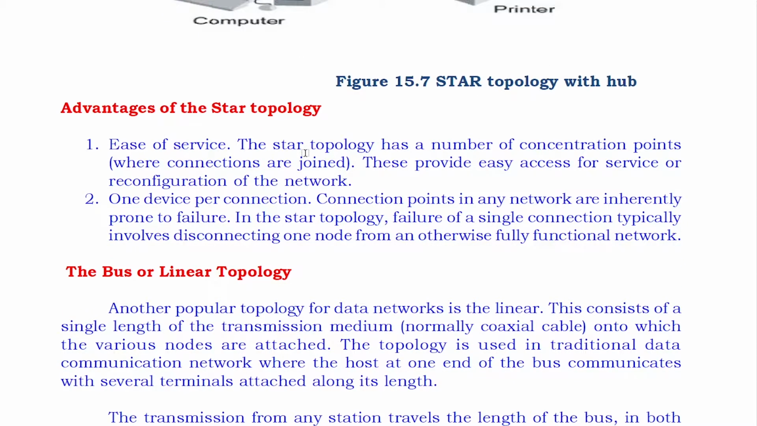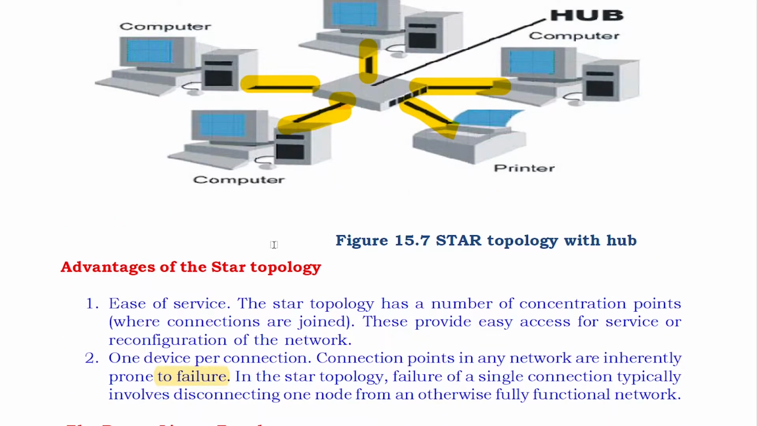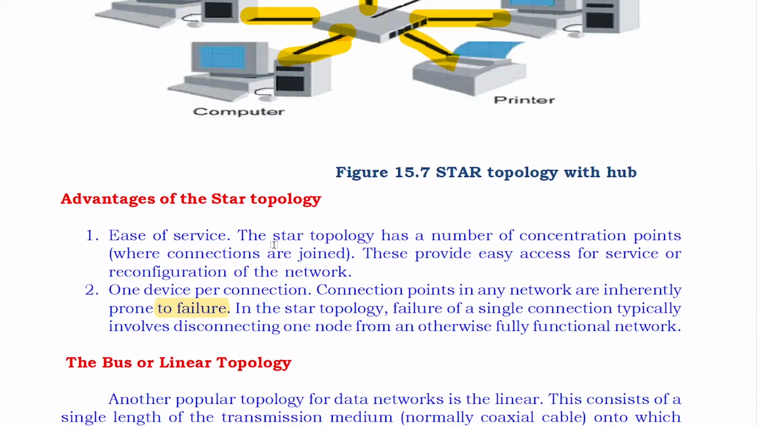Another is one device per connection. Connection points in any network are inherently prone to failure. Normally whenever many computers are connected, a connection may fail. In star topology, failure of a single connection typically involves disconnecting the one node from an otherwise fully functional network. Could have been said in simple words. I do not know why they made it like this.